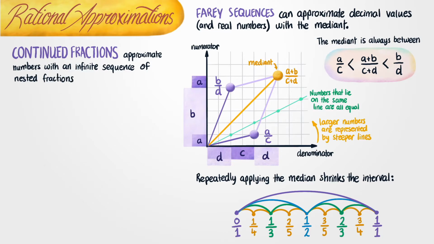So this new method is called the continued fraction method, and it approximates numbers with an infinite sequence of nested fractions. Now that seems like a really complicated definition, but let me actually show you one, and you'll see that it's not really that hard.